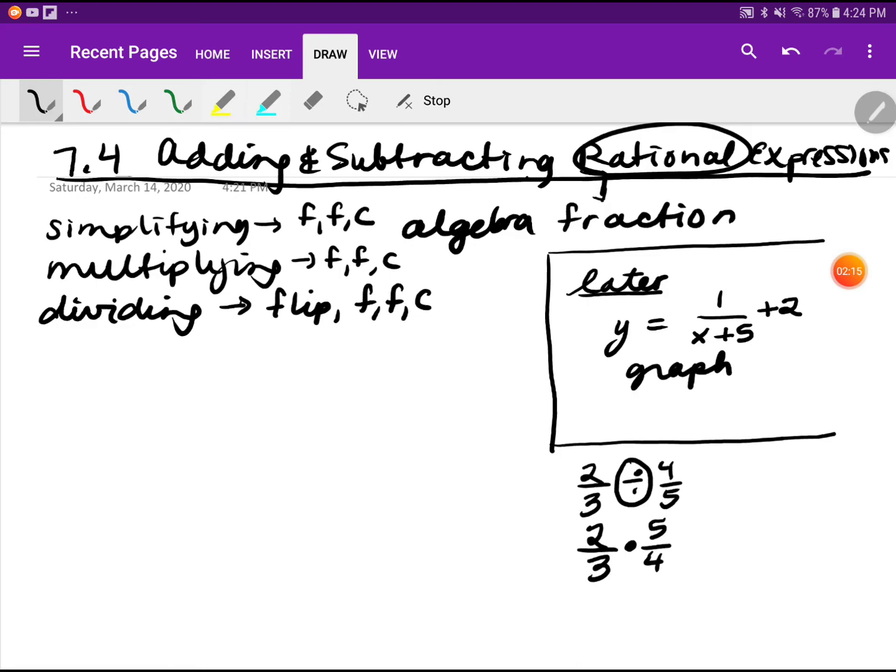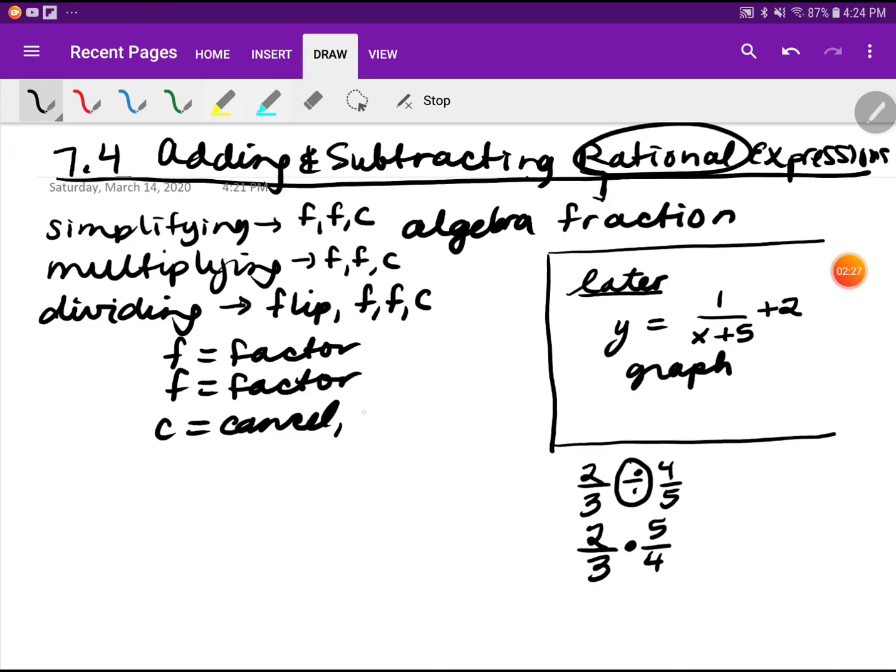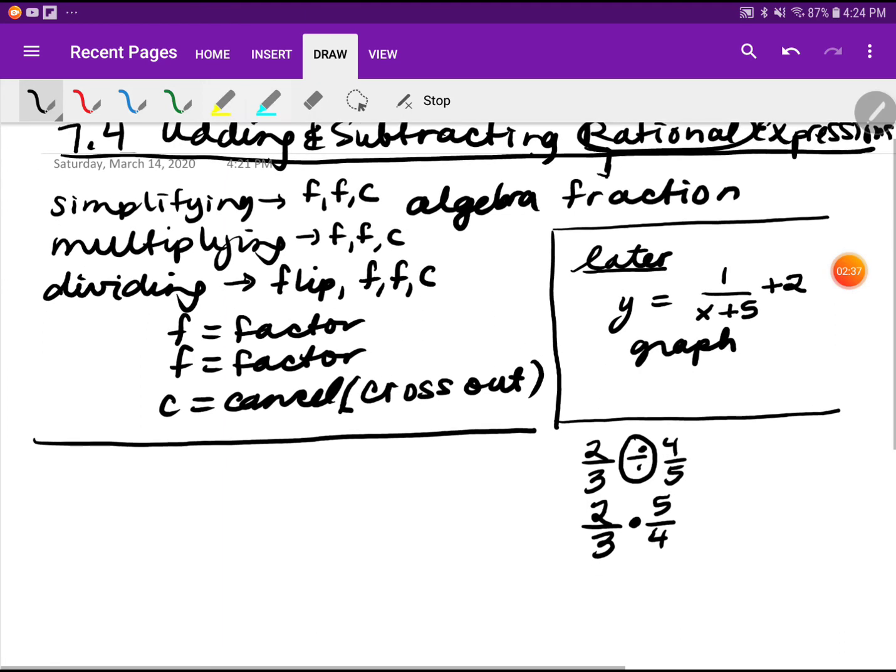So that was the day before then we were doing this. F stands for factor. And C stands for cancel. But the other day one of you said cross out. I thought that was a good explanation. So we could use cross out instead of cancel if you want. Okay, so that was previous. That was what we did before.